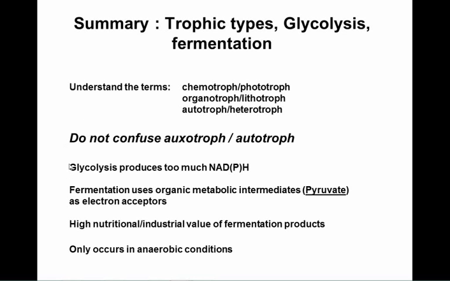In terms of fermentation, what's the problem? Glycolysis produces too much NADH, not enough ATP. Can you use an organic metabolic intermediate, basically pyruvate, as the electron acceptor? Fermentation products can be useful for us, industrially or in the food industry. And it only occurs in the absence of oxygen.